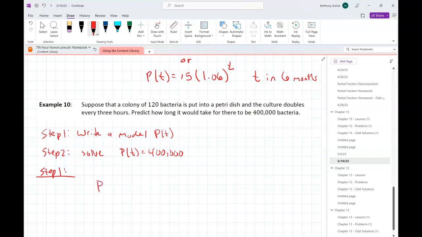Okay. For step 1, we'll start by writing our model. So again, we know this is a population model, so we'll start with the initial amount, which is 120, good, times 1 plus r over 100. What is the r in this situation? Because I don't see a percentage anywhere in here.